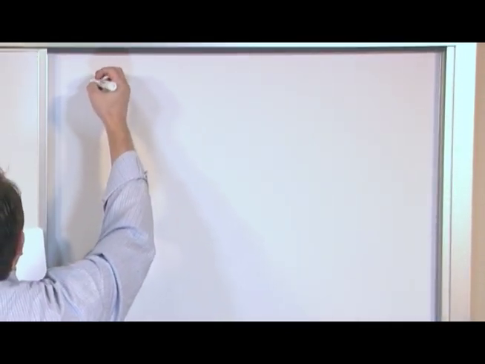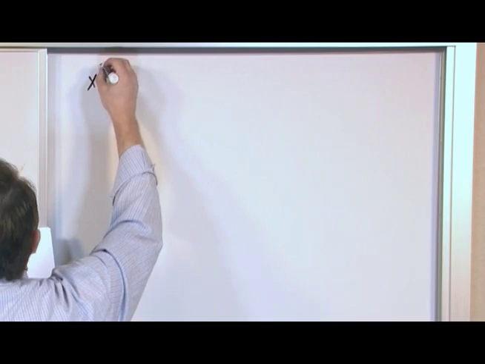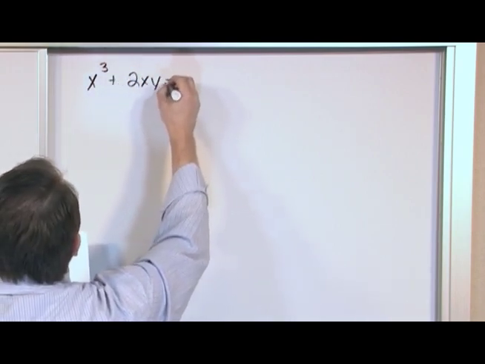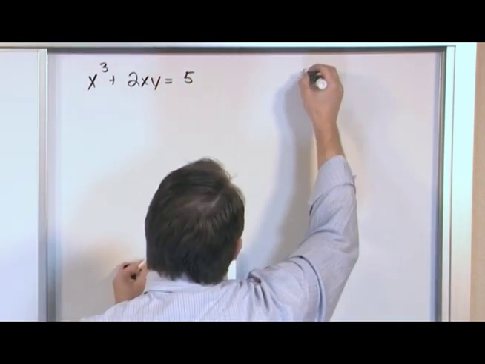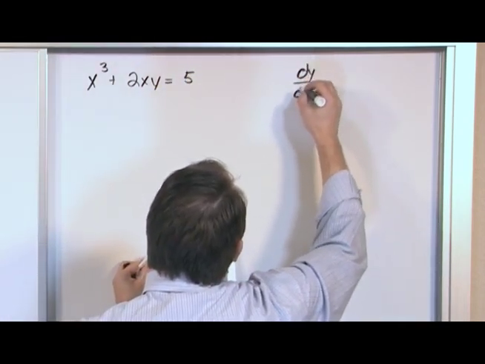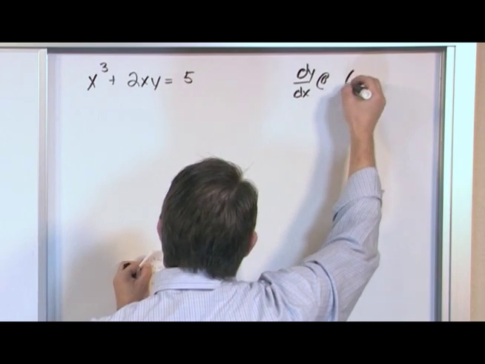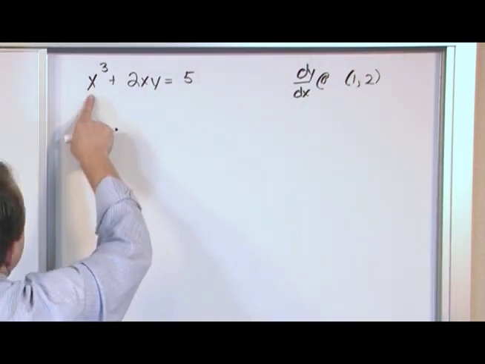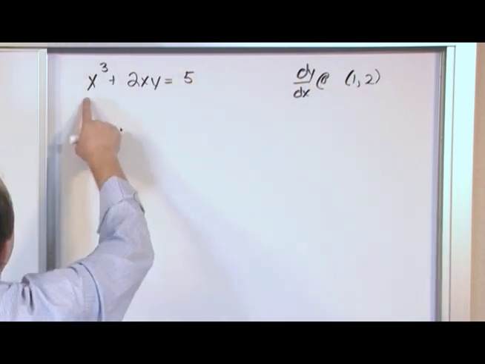Let's say we have x cubed plus 2xy is equal to 5. And what we want to find is dy/dx at the point (1, 2). So this is a point that falls on this curve. If you put 1 in for x and 2 in for y, you'll find that it satisfies.